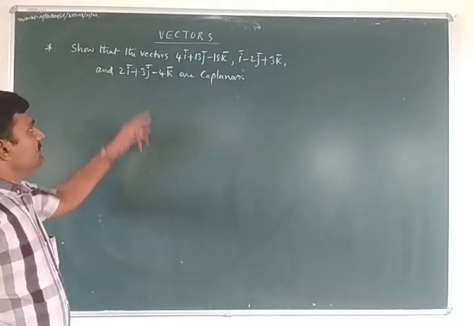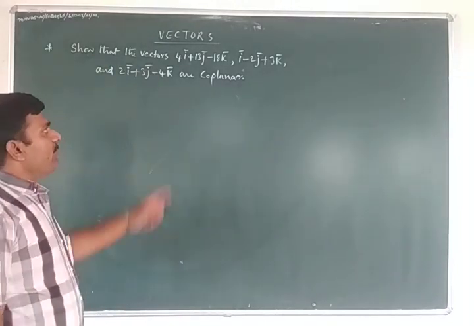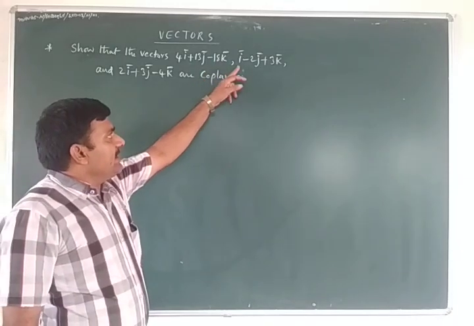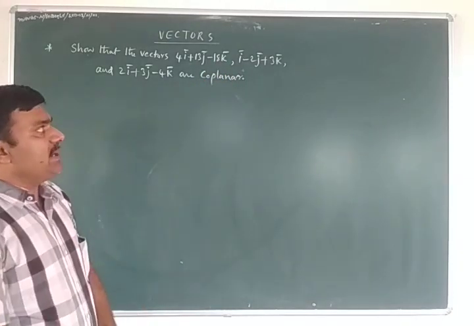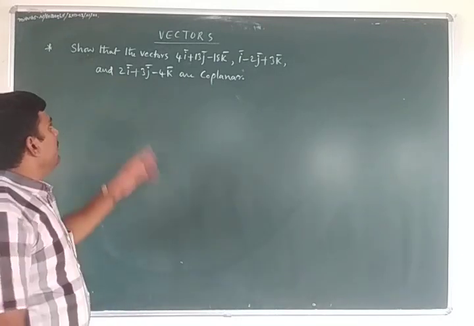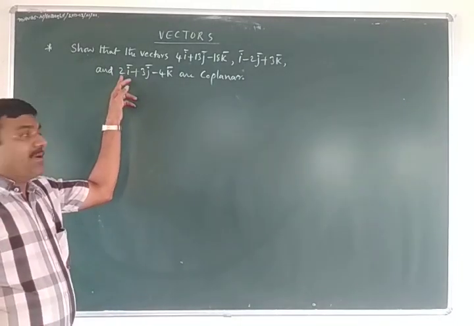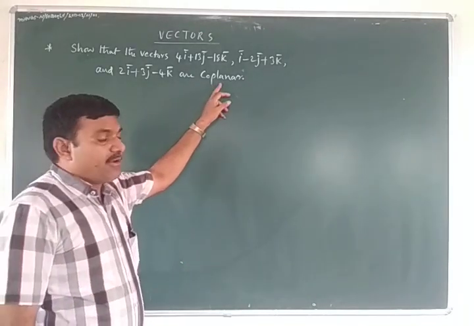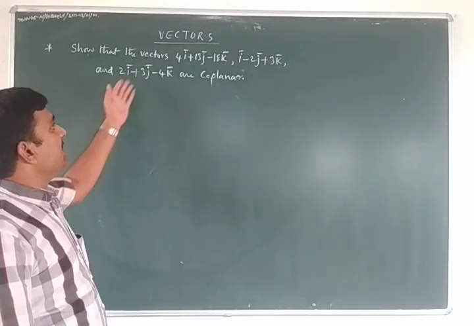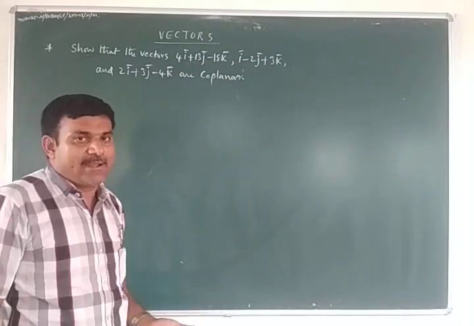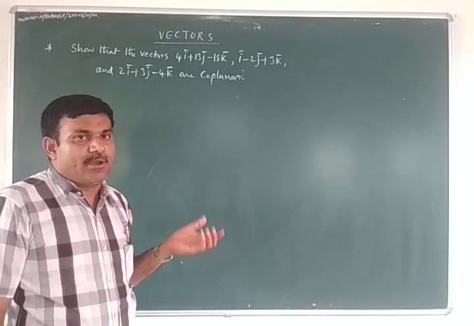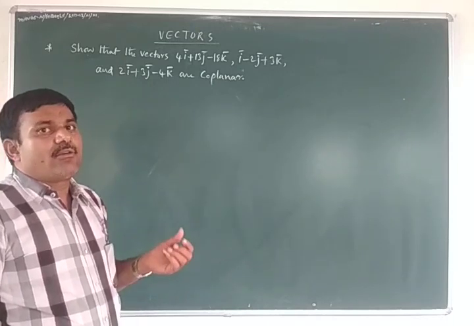Show that the vectors 4i bar plus 13j bar minus 18k bar, i bar minus 2j bar plus 3k bar and 2i bar plus 3j bar minus 4k bar are coplanar. So here we want to show that these three vectors are coplanar. Before explaining this problem, what is meant by coplanar?